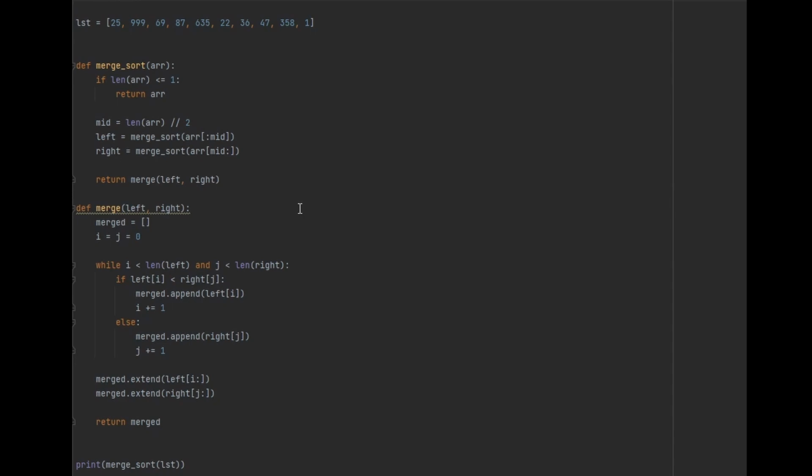How to identify O of n log n? Look for algorithms that divide the problem space in half and have multiple levels of nested loops or recursion.